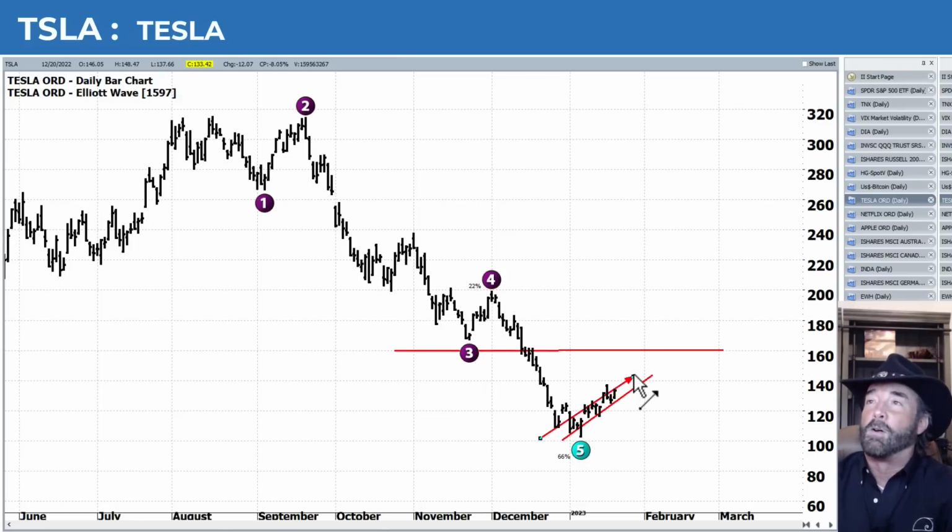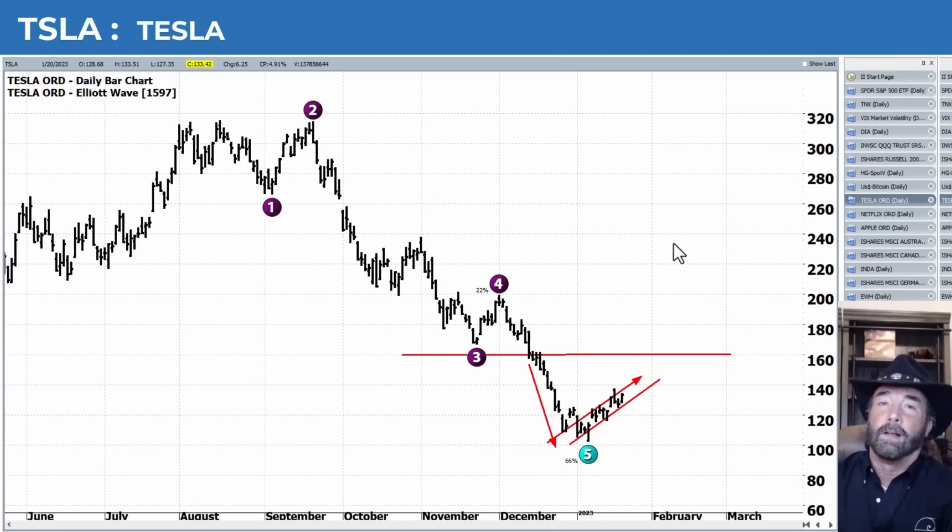If you've heard any of my recordings, you know I much prefer directional moves in a 45-degree angle because the corrections are less volatile than they are when you have vertical moves. And why am I picking 160? Because that's where we went vertically down. Vertical moves get retraced. And so I think that we could have a move back to 160 on Tesla, and then we'll revisit it and see what happens from there.